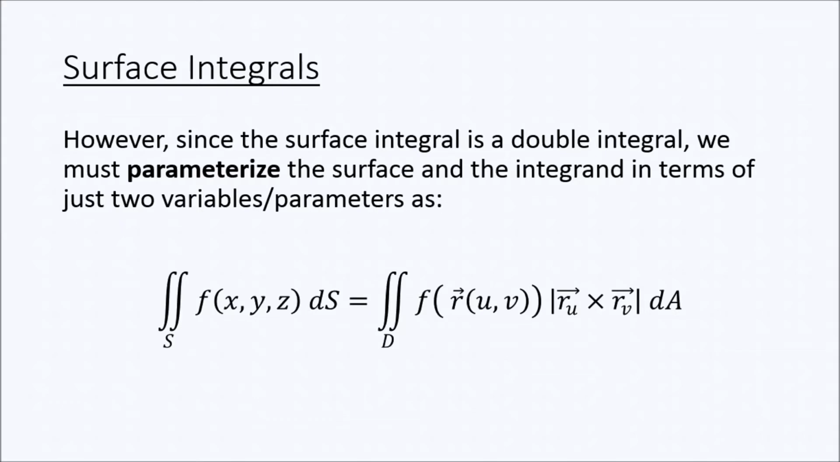But the big issue with these surface integrals is that my surface integral is a double integral, but typically my function, since I'm evaluating at every ordered pair in terms of x, y, and z, is 3 variables. And sometimes even my surface is 3 variables. So we need to parameterize. Most of this work we did when we talked about parameterizing surfaces in the last lecture. And so here's the formula.